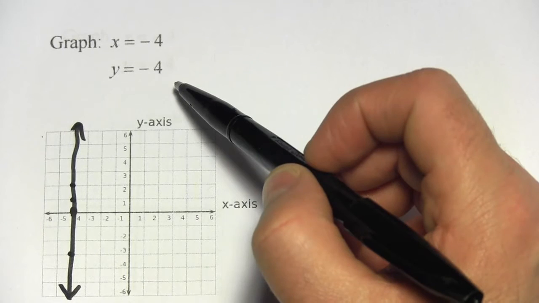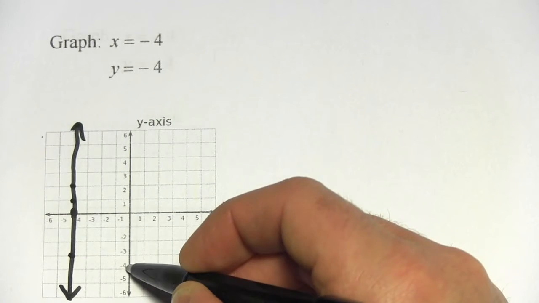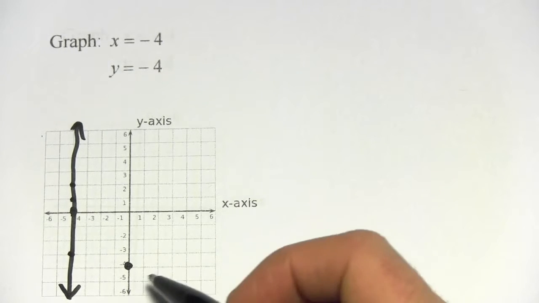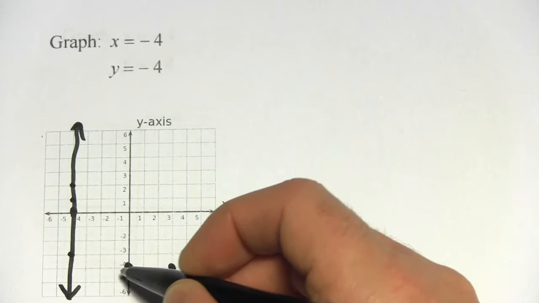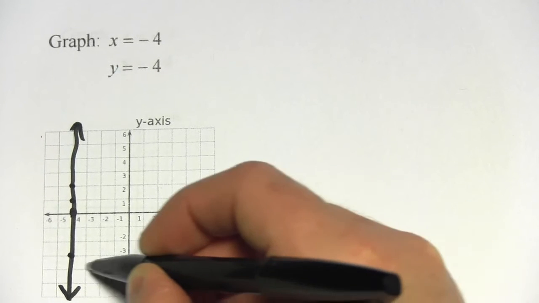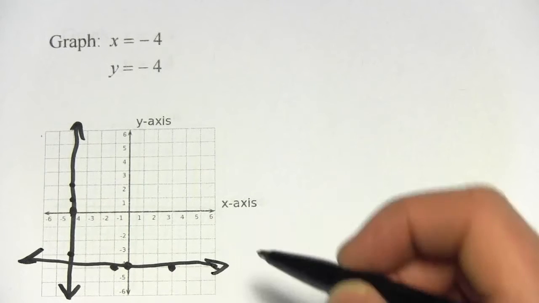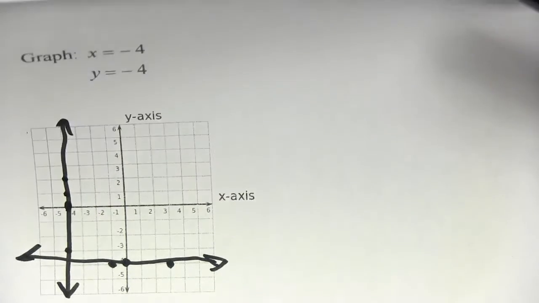When y equals some quantity, it's going to be the opposite. You're going to get a horizontal line. So I'll go down to where y equals -4, and then x can equal anything. So x could equal 3 as long as y stays at -4. x could equal -1 while y equals -4. So you can see you're going to get this horizontal line at -4. So that's the basics of how to graph those horizontal and vertical lines.